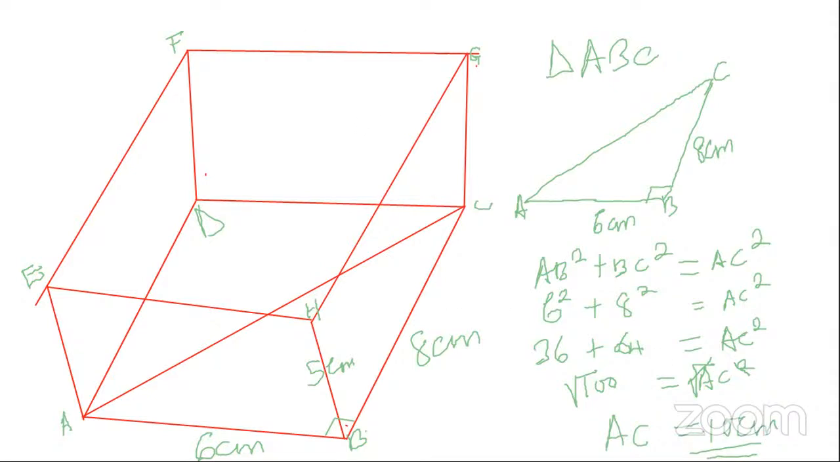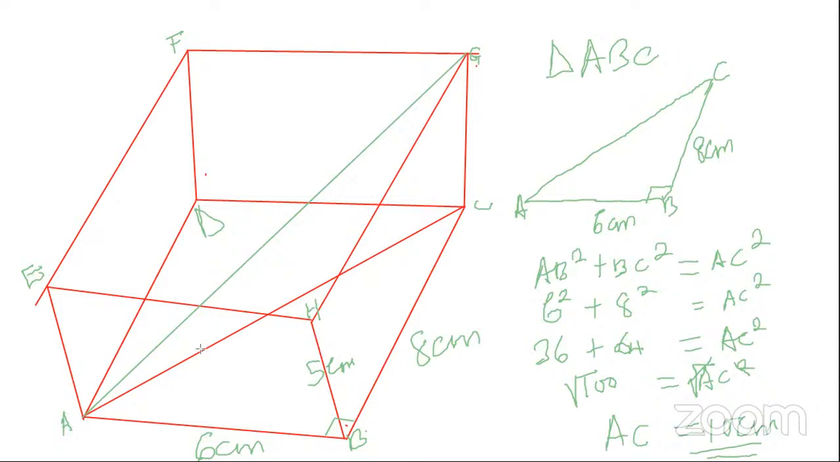Then suppose, so this one is for you to calculate and give me the answer. Okay. Suppose I want from A up to G. A to G. So we can still discuss. So how are we going to find AG? Pardon?